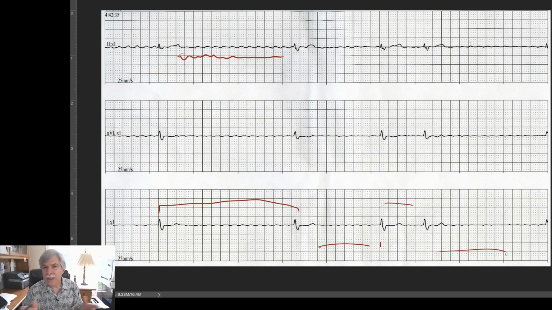But why should the AV node fail? It was conducting 1-to-1 just a minute ago. And now all of a sudden you've got these dramatic bradyarrhythmias. Why do you think his AV node suddenly failed? Because don't forget, when you're in atrial fibrillation, your AV node determines how fast your ventricular response is. And he was just conducting 1-to-1 a minute ago. And he went into atrial fibrillation, and suddenly he has what looks like high-grade AV block. Very, very long pauses, but it's only happening in atrial fibrillation.